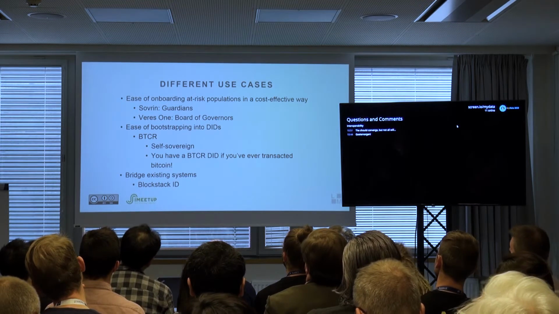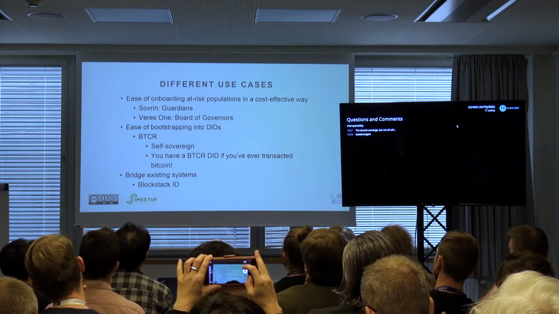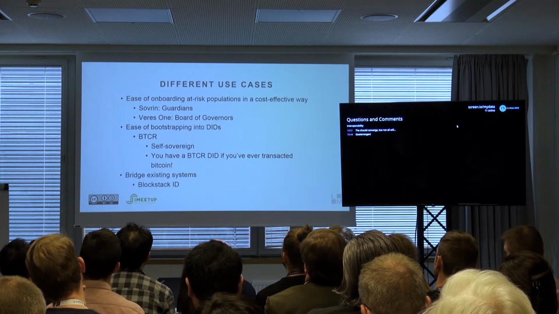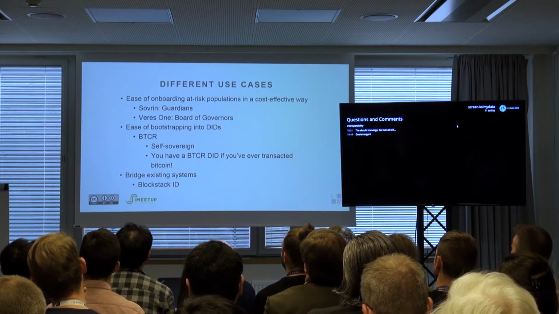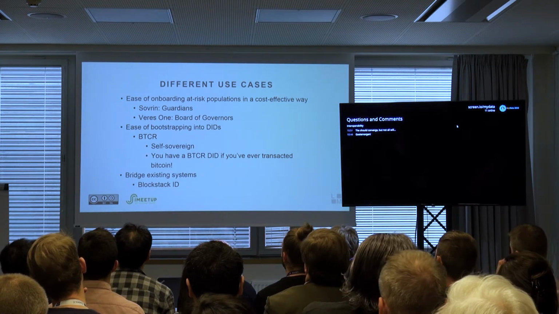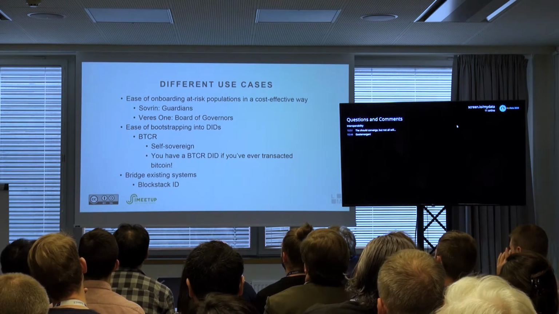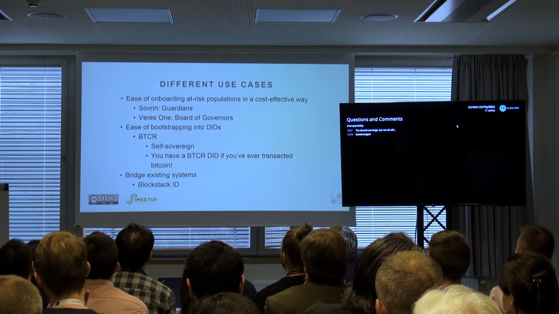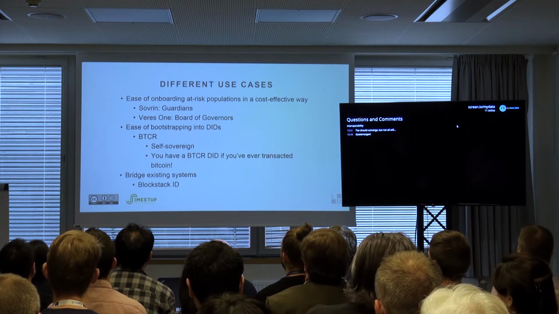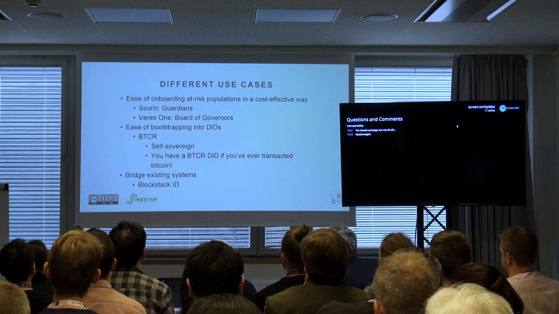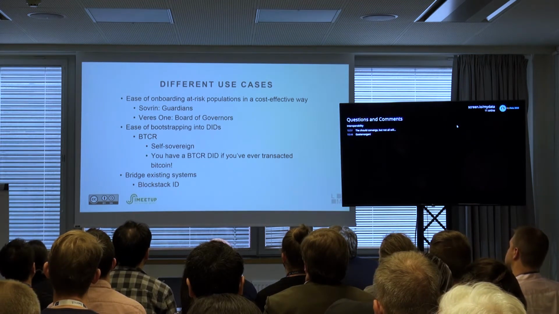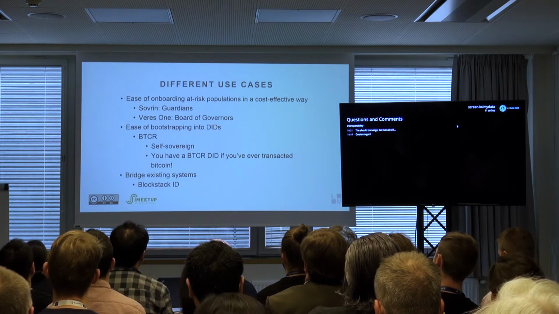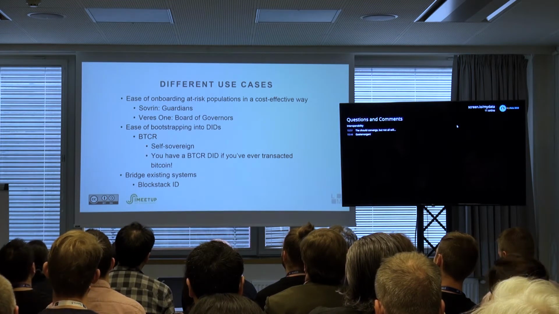Okay, so examples of different use cases. One of them is ease of onboarding at-risk populations. So this is the sort of refugee scenario that many people in self-sovereign identity are trying to solve. So what they want to do is cheaply register, identify a whole bunch of people. So some examples of this, not an exhaustive list, by the way. So if your favorite method isn't here, it's not meant as a slight. Sovrin uses the concept of guardians to help enable that. Veres One uses a board of governors to achieve that. We'll get a little bit more into how to do it.